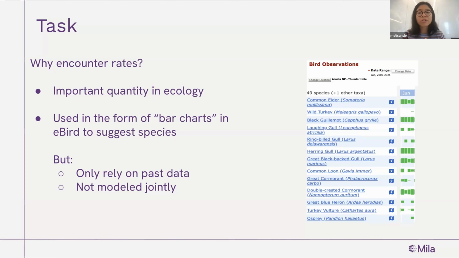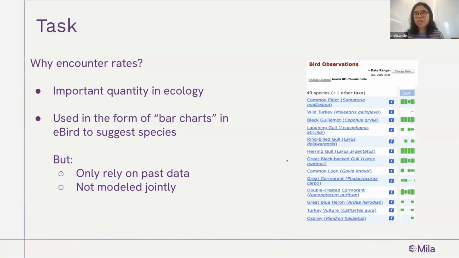And encounter rates are also important in eBird because they are used in this form of bar chart that you can see on the right. Those bar charts are used in the eBird application to suggest species that you might see if you go to a certain place. This is based on historical observations, and it suggests what species are most likely to be found. Now, this tool only relies on past data.